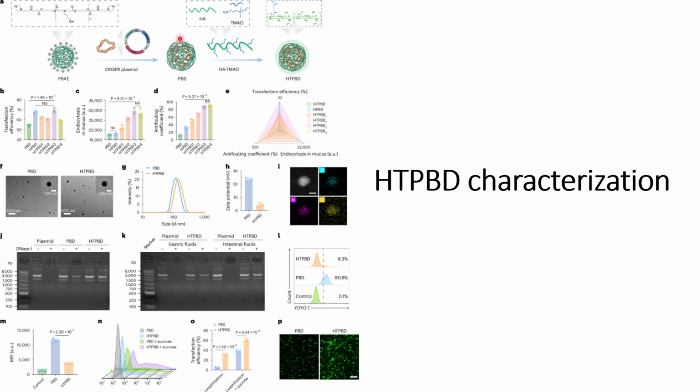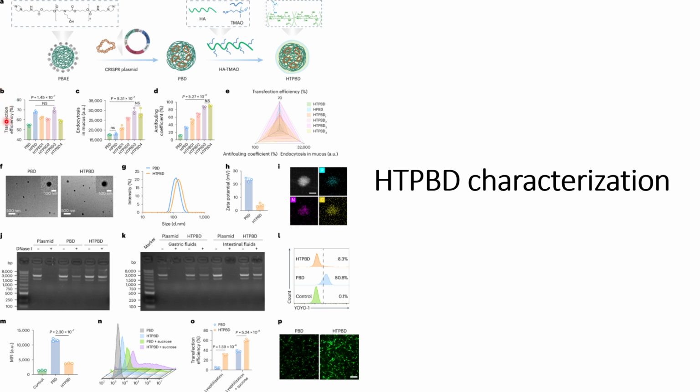In order to increase the efficiency towards the mucus, they integrated this PBD with HA and TMAO. TMAO is a zwitterionic that increases the efficiency of the plasmids reaching the mucus. So here the HTPBD looks like this, and they checked its transfection efficiencies and other parameters.